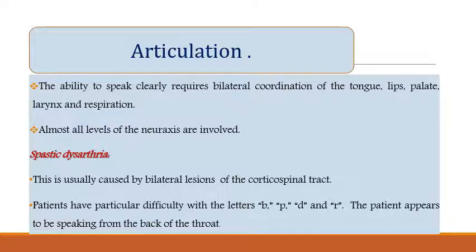If the patient has a problem with his bilateral pyramidal tract or corticospinal tract, the patient has difficulty with the letters P, B, D, and R. The patient appears to speak from the back of his throat, and this is called spastic dysarthria. For example, the patient says Bismillahirrahmanirrahim. The patient has difficulty opening his mouth due to spasticity, so he is speaking with difficulty, as if from the back of his throat.